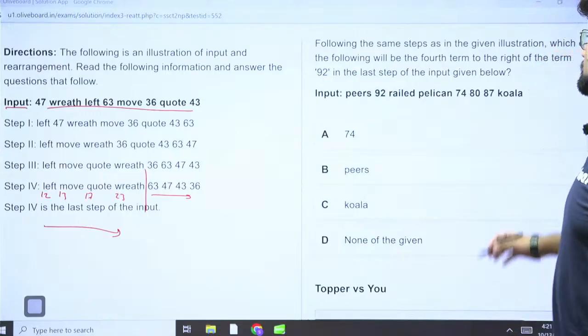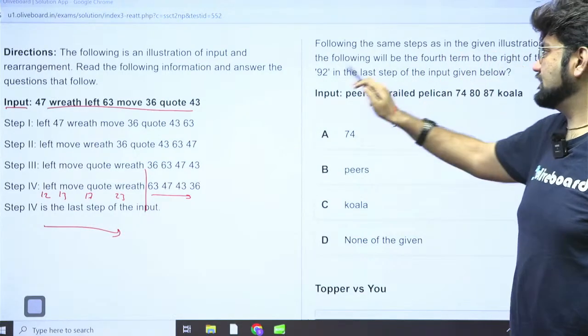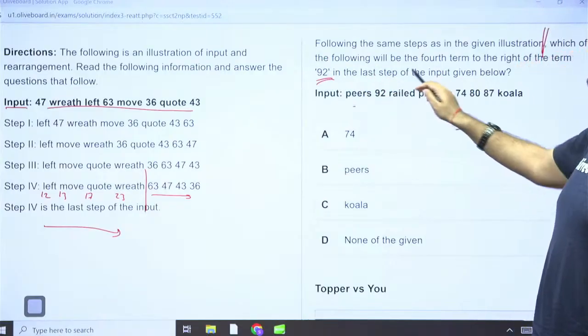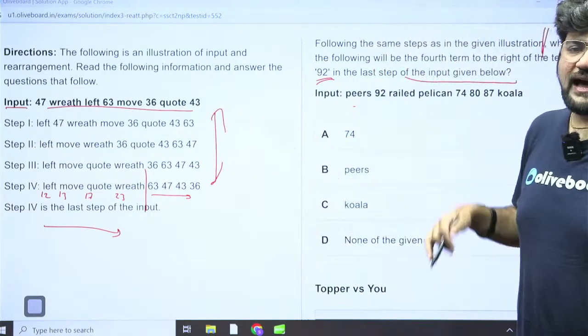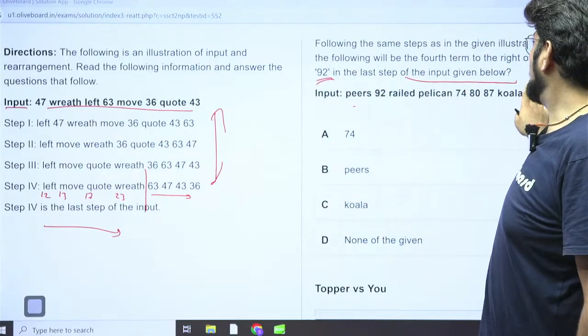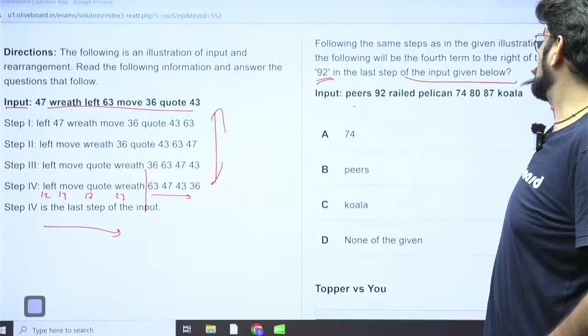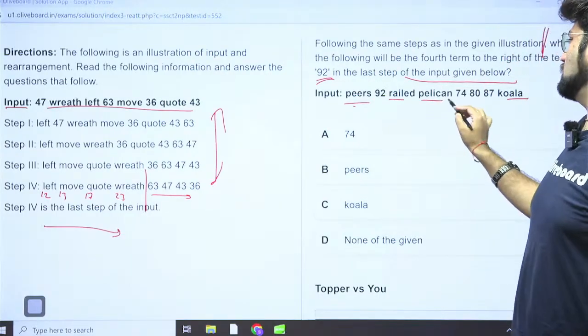The question is, which of the following will be the 4th term to the right of 92 in the last step of the input given below? That means you are not bothered by the process at all. Last step means you need to just arrange this. So this will be arranged in an order, and they are asking you 4th term to the right. So let's not even bother about the words. Let's only bother about the numbers.